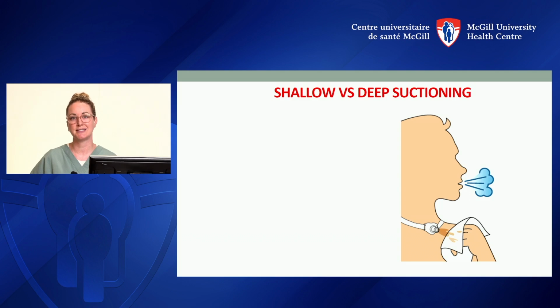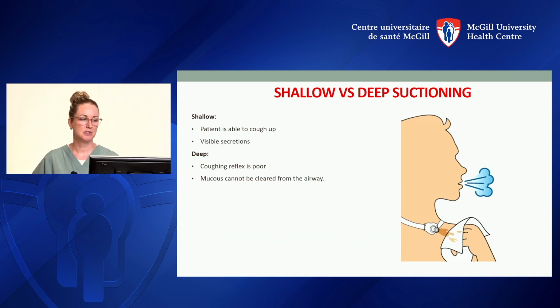So shallow versus deep suctioning. In shallow suctioning, a patient is able to cough up the secretions themselves, like I mentioned. You're able to see the secretions that just came out of the tracheostomy tube, and you can yank or suction the secretions away from the patient.